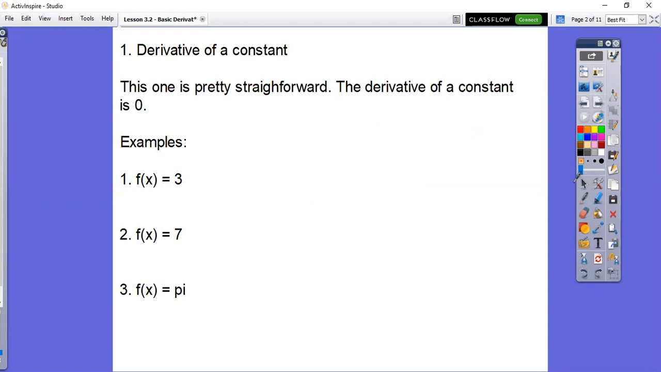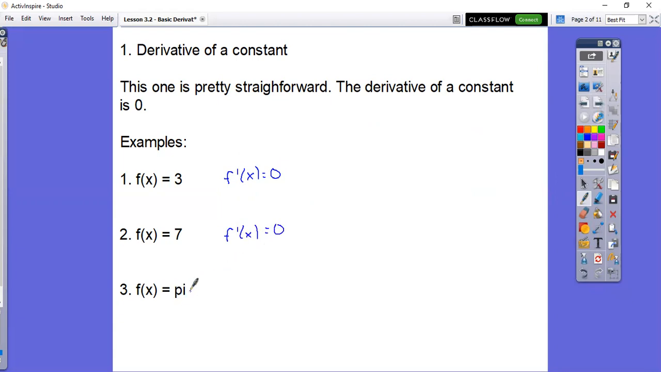So the first one is the derivative of a constant. And the derivative of a constant is always 0. And this is one that really makes sense intuitively when you think about what the definition of a derivative is. If the derivative is the rate of change of a function and that function is just a constant, then the rate of change of that will be 0 because that constant is never actually changing. So if f of x equals 3, f prime of x equals 0. If f of x equals 7, f prime of x equals 0.